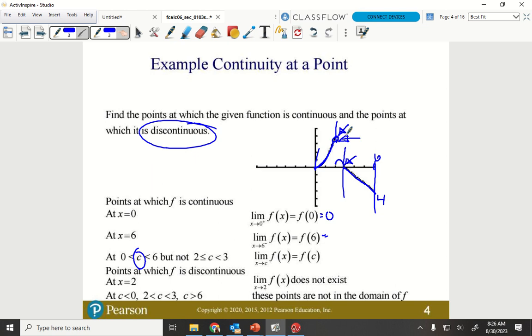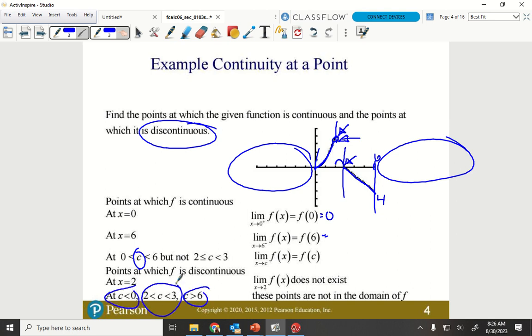So c less than 0. All right, we don't have anything over here less than 0. We don't have anything over here more than 6. And right here in between 2 and 3, that little piece in between also does not exist. They're outside of my domain. So it's not even on the roller coaster anymore.